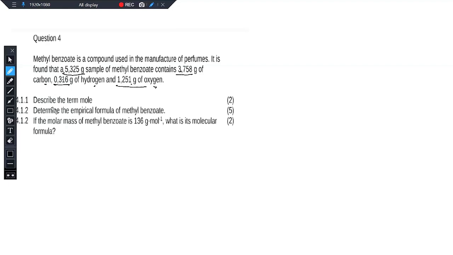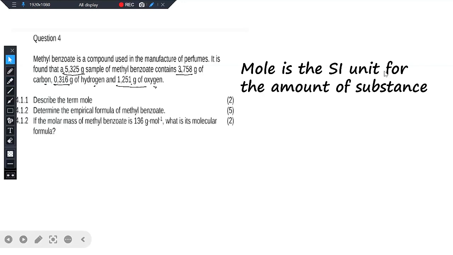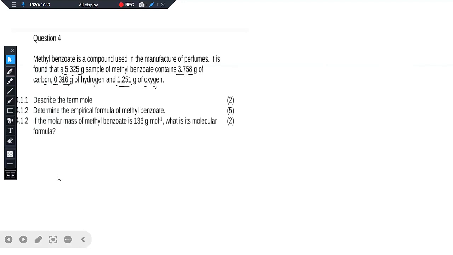Right. So 4.1.1 says define the term mole. So quickly on that one, what is a mole? We say mole is the SI unit for the amount of substance. Right. And then we go to 4.1.2. It says determine the empirical formula of the methyl benzoate.